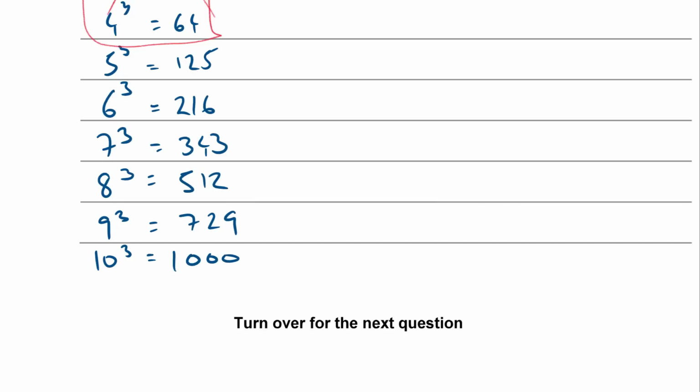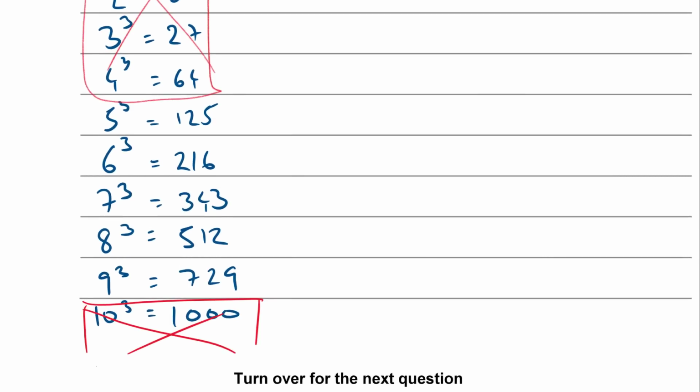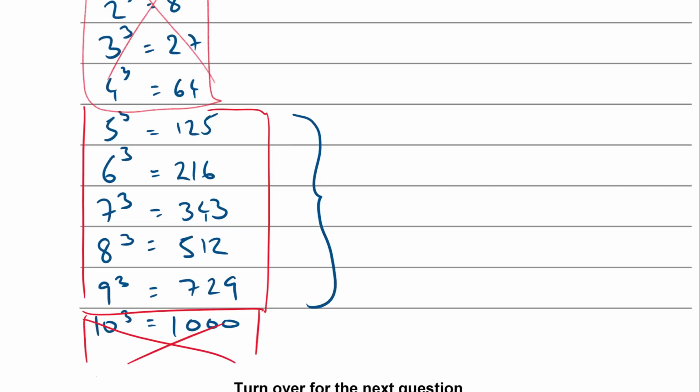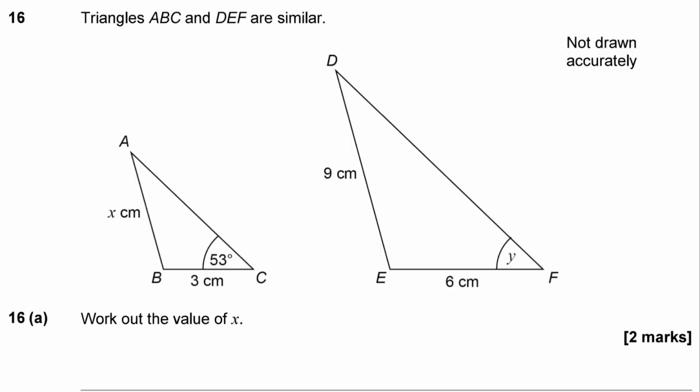Now again, 1,000 has got 4 digits, so all the ones after that are going to be no good as well. So the numbers that I'm after that have a cube which is a 3-digit number are these. Okay, so it's 5 cubed to 9 cubed. So I found them all. So I've shown 5 cubes.